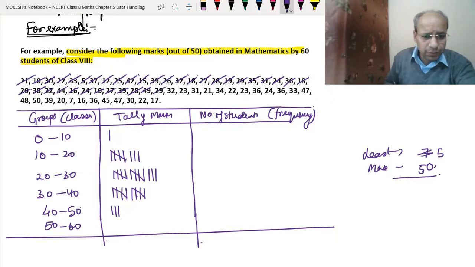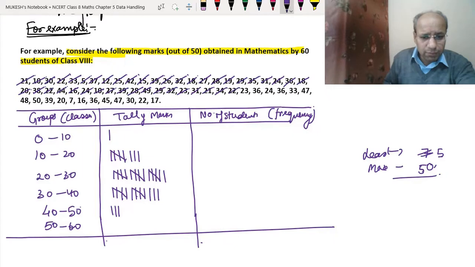29 will come between 20 and 30. 32 will come between 30 and 40. 23 will come between 20 and 30. We have already made the 4 more lines, so we will make the block here. Okay. 31 will come between 30 and 40. 21 will come between 20 and 30. 34 will come between 30 and 40.